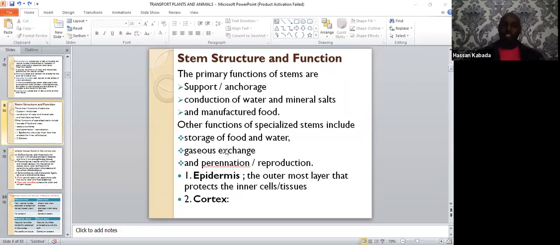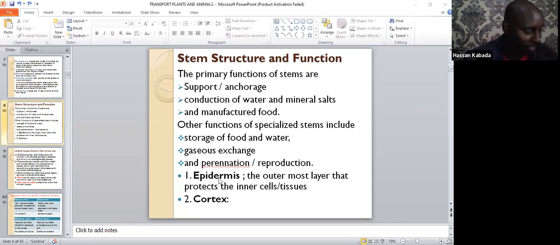So those are some of the functions of the stem, major functions, and the other functions, specialized ones. These are not in all, in some. Not all of them are having stored food, not all of them are having stored water, not all of them are for gaseous exchange and for reproduction. They are for some special conditions. Having said that, let us now look at the structure of the stem, starting from outside, moving inwards.